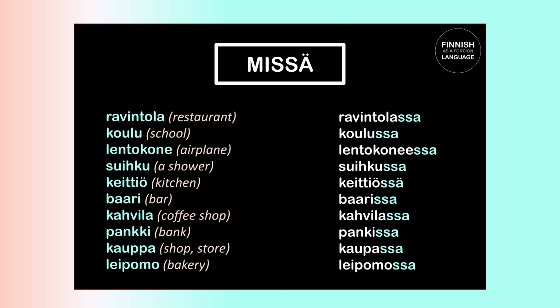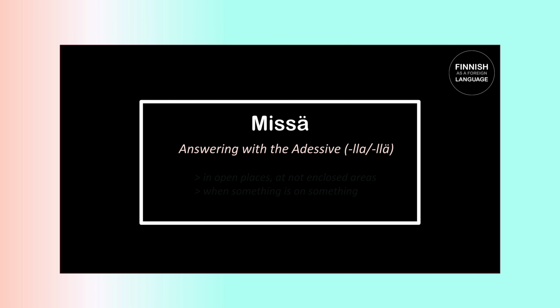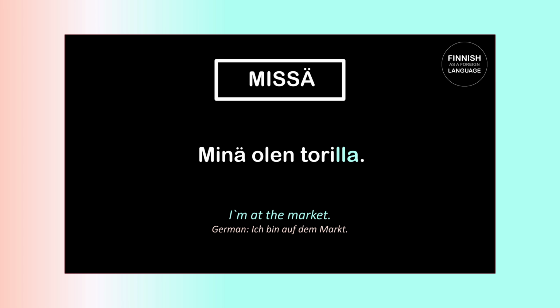So for all these places we have to use the inessive case because they are buildings or enclosed areas, and that also means we either have to add sa or sä to the weak stem in order to answer the Missä question. Now let's take a look at some examples that require the adessive case for answering. Remember, the marker of the adessive case is lla or llä, which we also have to add to the weak stem of our word, and we answer with the adessive case when we are at an open place or at a not enclosed area. Here's our first example.